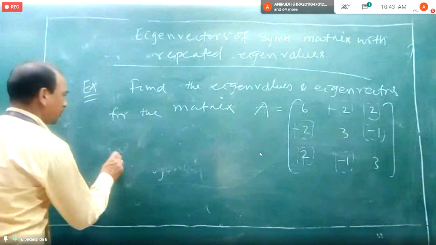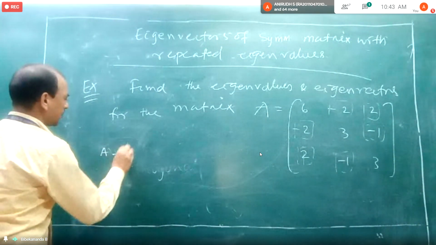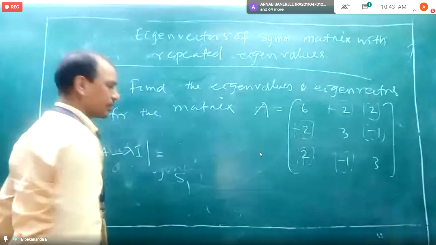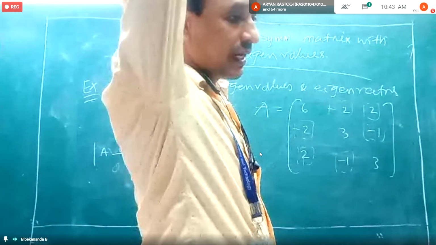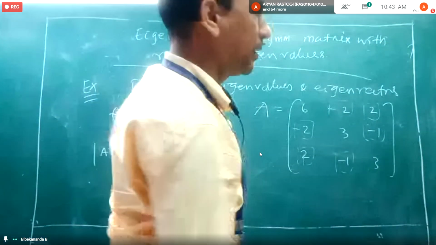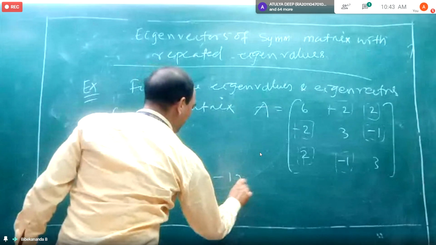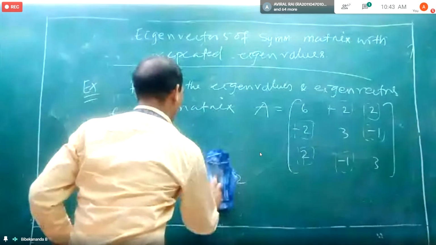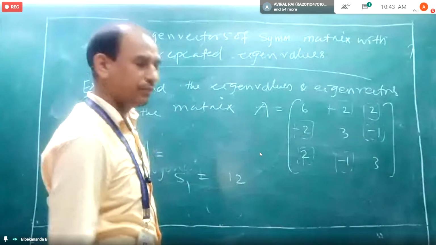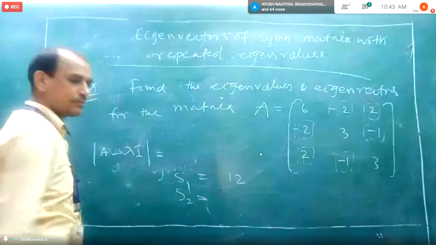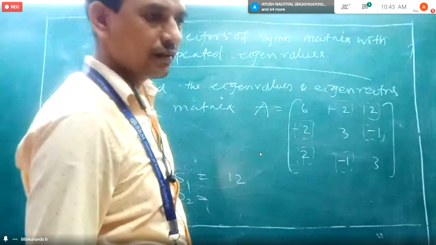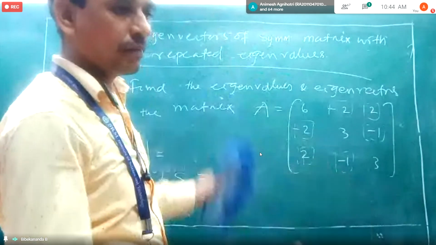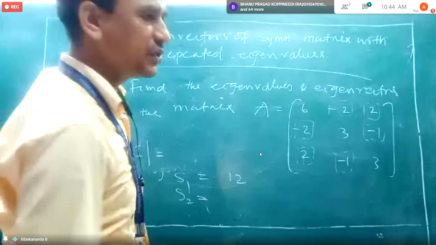Now you can find out the determinant of A minus lambda I. What is your S1? S1 is the sum of the diagonals, which is 12. And S2 will be nothing but the sum of the minors of the diagonal elements, which will be 36.